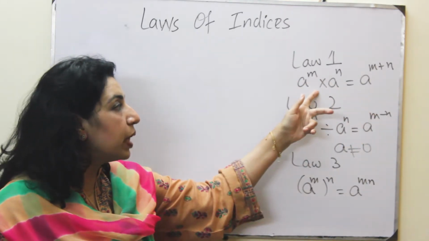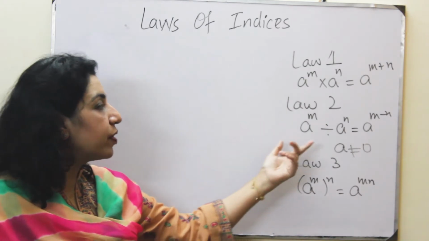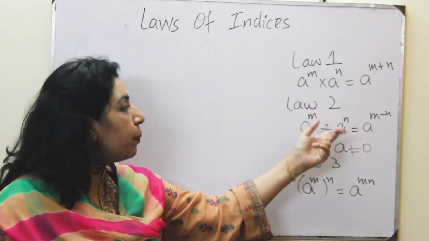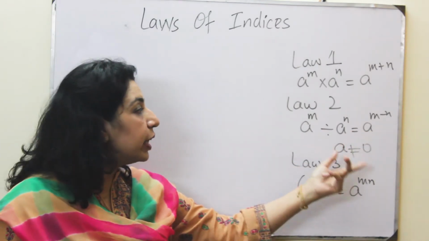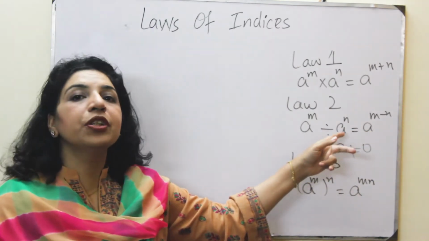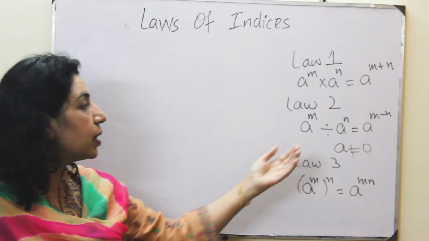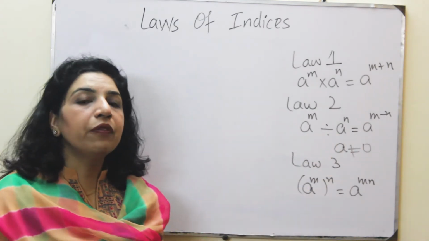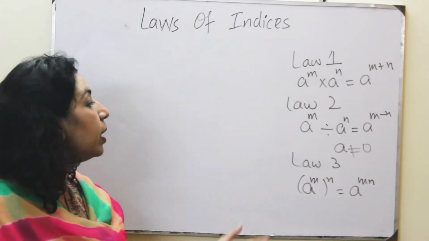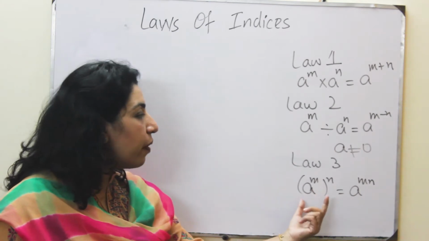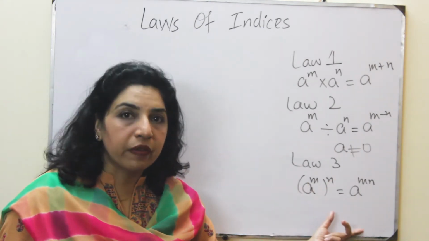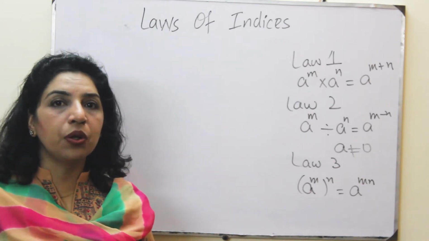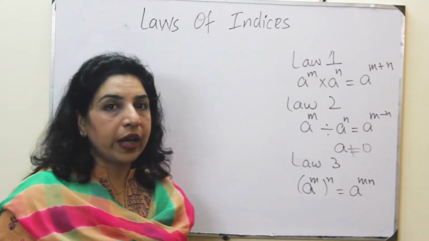if we have to multiply. Second law, if we have same base and different power and we have to divide, we will subtract the power. But the condition is that the base should not be 0, because if there is a 0 in the denominator then we have undefined answer. The third law was if we have a power m and there is another power outside, we shall multiply power with power. Today we shall do 2 more laws, law 4 and law 5.